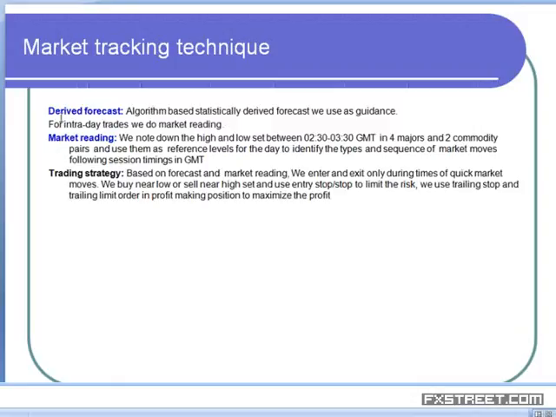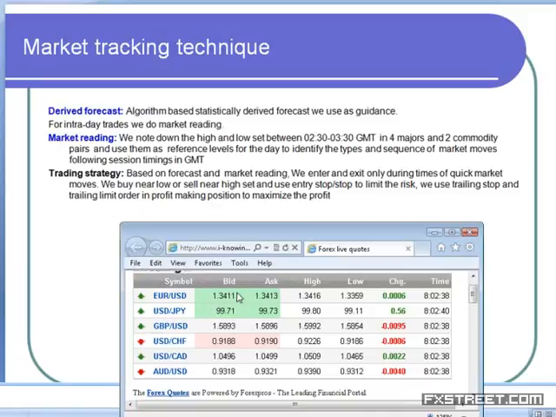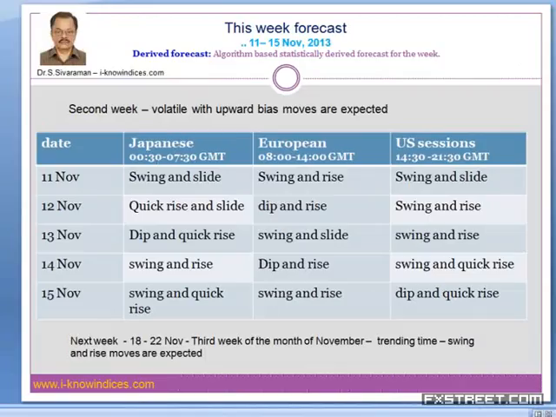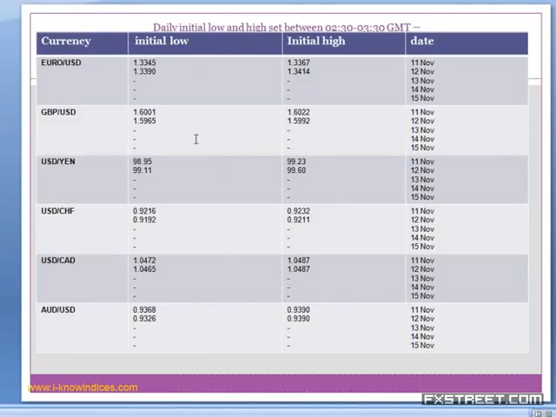Then we fine-tune the forecast using the market reading. We note down around 3:30 GMT the initial lows and the highs set in 4 majors and 2 commodity pairs and use them as a reference level, because the players also use them as a reference level in order to make their moves, and thereby they will be able to effectively handle all the markets in a coordinated fashion. So I noted down the initial lows and the highs in the case of Euro, GBP, and also other pairs, and I'll just display it again.